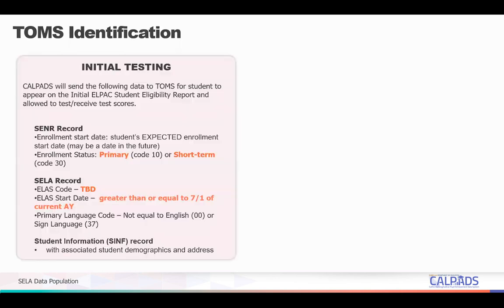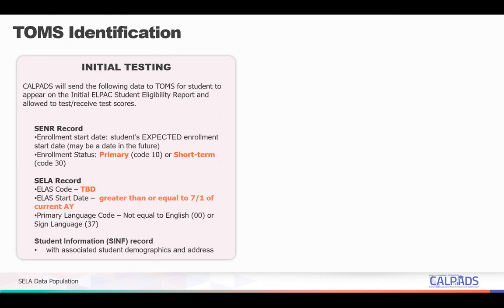To ensure that a student is recognized in TOMS for ELPAC, relevant data must be posted by the LEA in CALPADS. For initial ELPAC testing, CALPADS will send the following data to TOMS for a student to appear on the initial ELPAC student eligibility report and be allowed to either test or receive test scores. First is the SCNR record, which reflects an active primary or short-term enrollment record to gain ownership of the SSID. If a student is being tested prior to the expected school start date, LEAs can report that date in the future as long as it does not cause a concurrent enrollment.